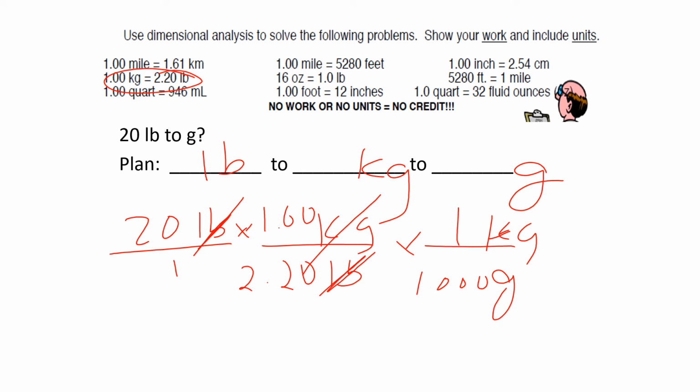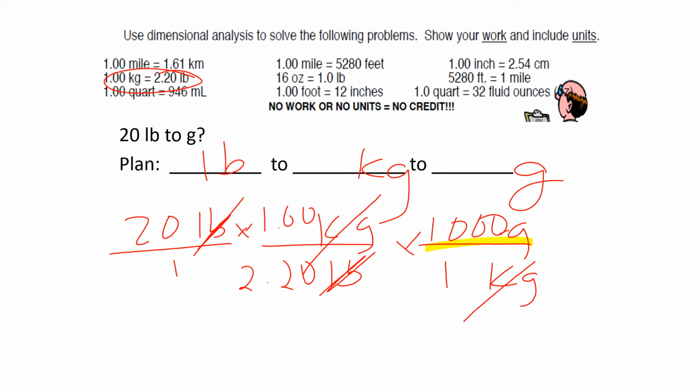Whoops, I screwed up. Let me go back. So, my bad. I was going too fast. I'm sorry. We're going to put the kilogram down here, the gram up here, and then we're going to multiply by 1,000 so that the kilograms cancel out. So that is a good example of how units can help you determine if you're doing the right thing.